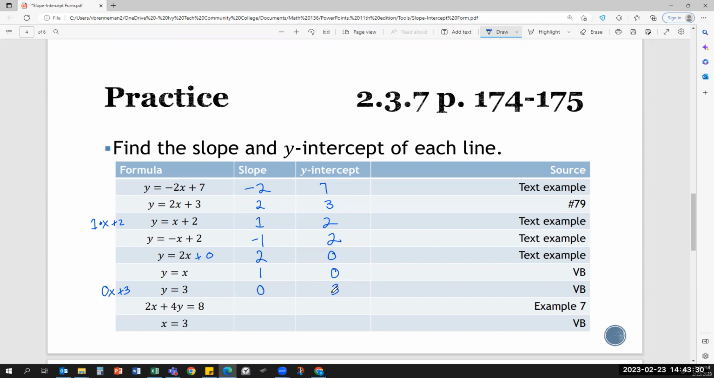All right, the next example just needs some work to turn it into this form. So if I solve for y, I get y equals negative 2x plus 8, divide everything by 4, then y equals negative 1/2 x plus 2, and the slope is negative 1/2, y-intercept is 2.